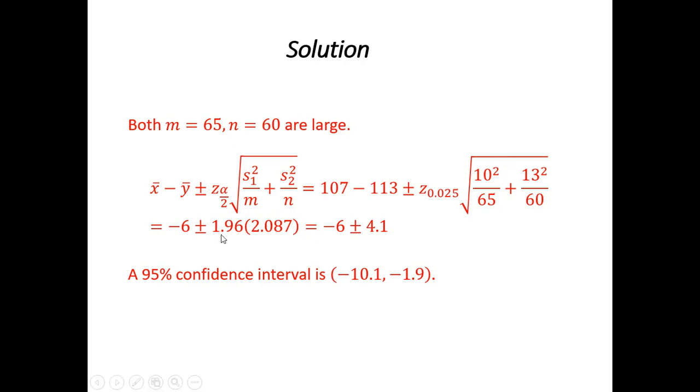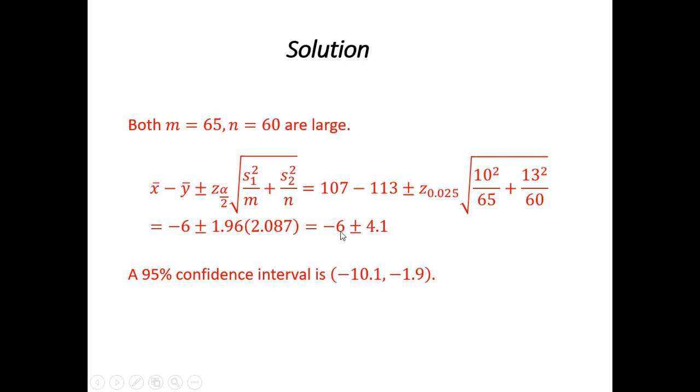So we get 1.96, and then underneath the square root sign, I have to look at the variance for sample 1, which is 10 squared. Remember, the standard deviation was 10. The variance is 10 squared over 65 plus 13 squared over 60. So when we simplify and multiply by 1.96, you see that we should end up with 4.1 as our error term. This term here involving the square root should simplify to 2.087. Multiply by 1.96, we get an error term of 4.1.